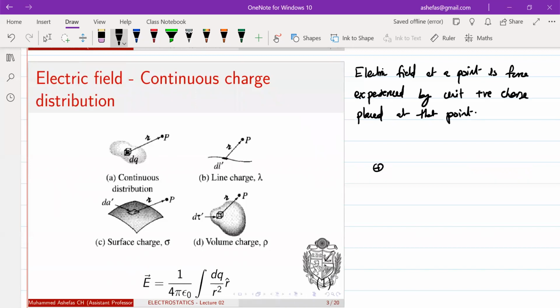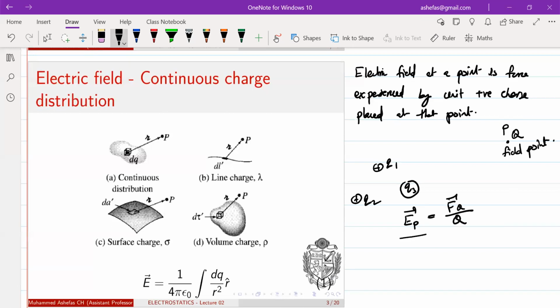So if you have a system of charges Q1, Q2, Q3, etc., and suppose you denote some point P, we can call it a field point. The field at the point P can be calculated by just keeping a test charge here. Maybe the test charge is capital Q, then the force experienced by capital Q divided by capital Q would give the electric field at point P.